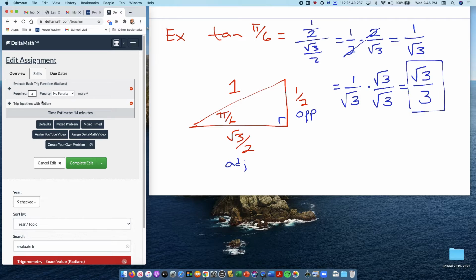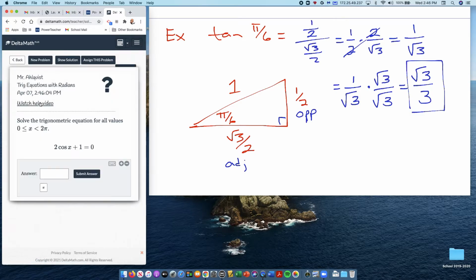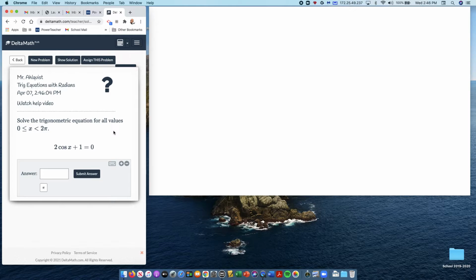Now, that was just evaluating basic trig functions. We're going to have to solve basic trig functions. And remember, solving means get x all by itself and everything else on the other side. I do need to let you know that if the sine is the opposite over the hypotenuse, then the cosecant is the hypotenuse over the opposite.